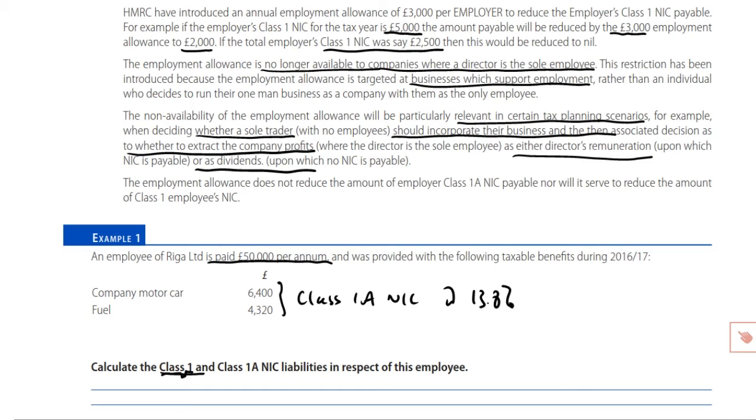Primary, payable by the employee; secondary, payable by the employer. That's based on your salary of £50,000 per annum. What we know is that up to £8,060 there is nothing to pay. So that's at 0%. Whether you go above that or not, the first £8,060 will have no NIC chargeable on it. It's only when you go above that. Now this salary is £50,000.